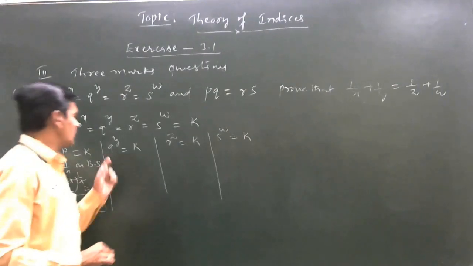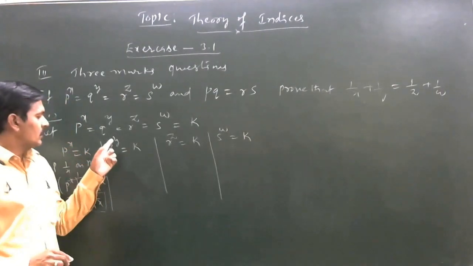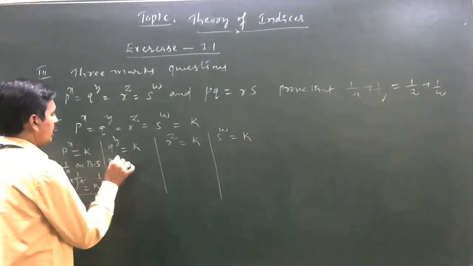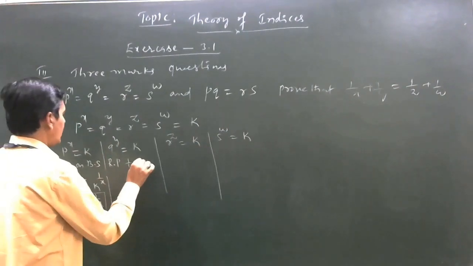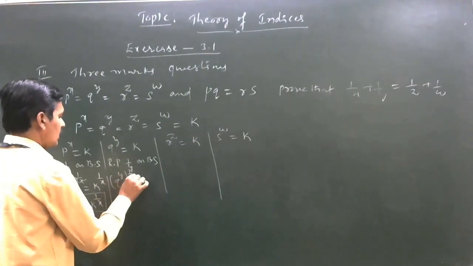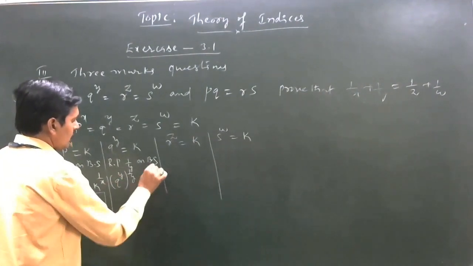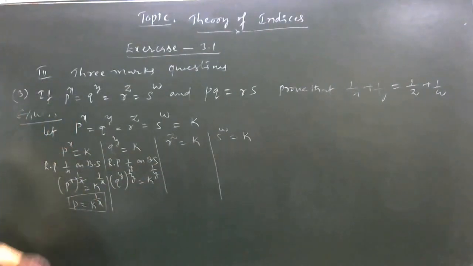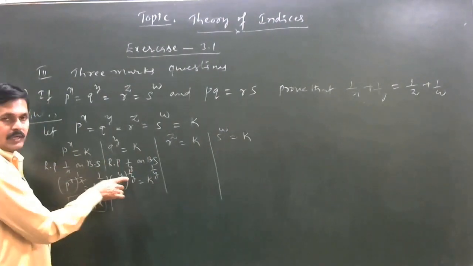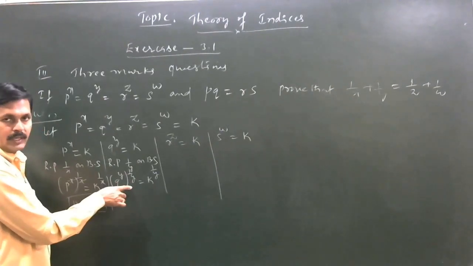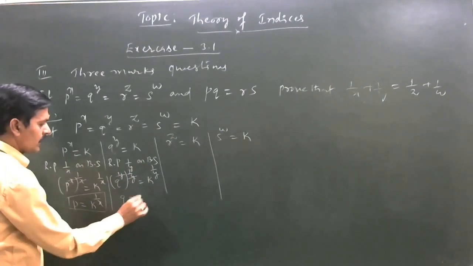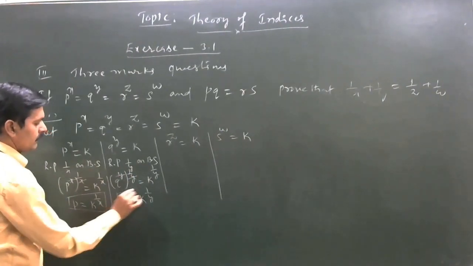Here also, to remove the power y of q, raise to the power 1 by y on both sides. Here (q^y)^(1/y) is equal to k^(1/y). Here applying (a^m)^n equals a^(m×n), y into 1 by y, the y gets cancelled, so q equals k^(1/y).